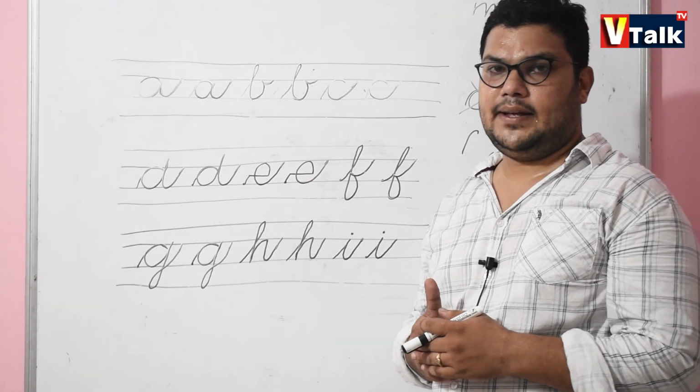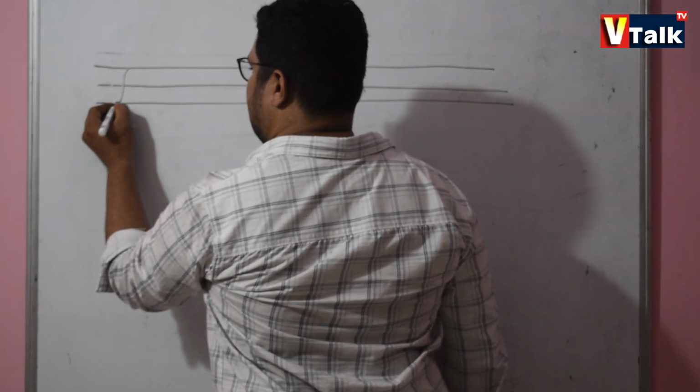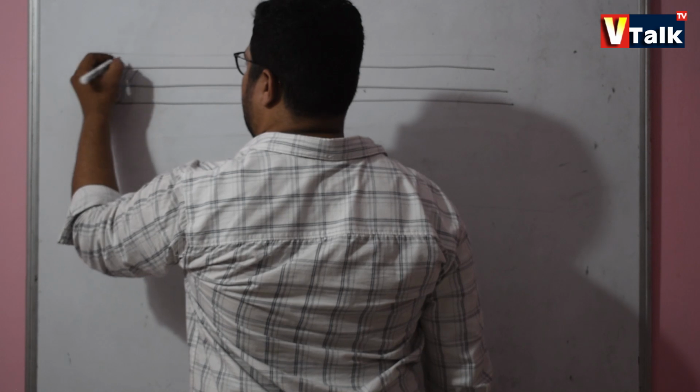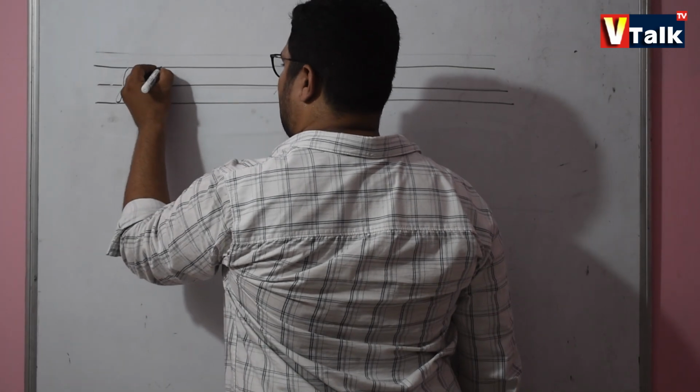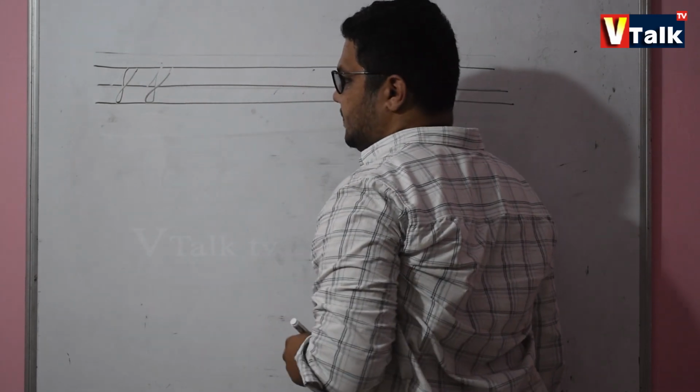The next letters will be taught now. The slant stroke, the descender loop and a dot here. Once again I am writing the slant stroke, the descender loop and a dot here.